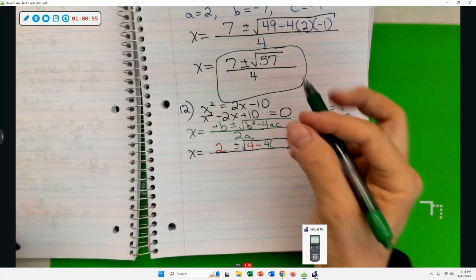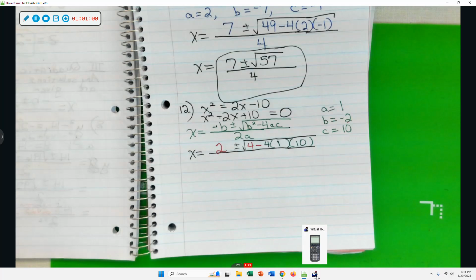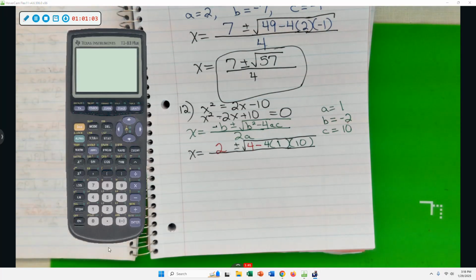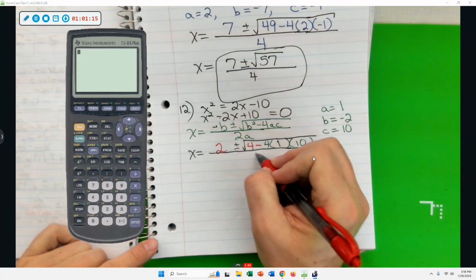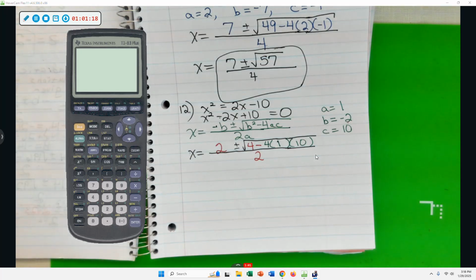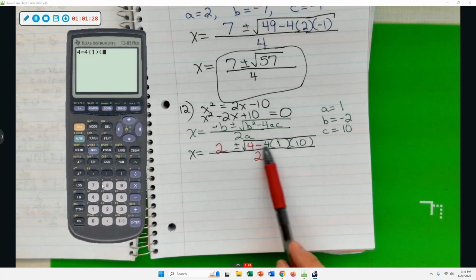A was 1, C was 10, so we're going to have a 4 minus 40. We'll deal with that in a moment. What's our denominator? Let's write down the denominator. 2 times A, 2 times 1 is just a 2. Now working under the square root, simplifying there. 4 times 1 times 10 is 40. So you have 4 minus 40. That's a negative 36.